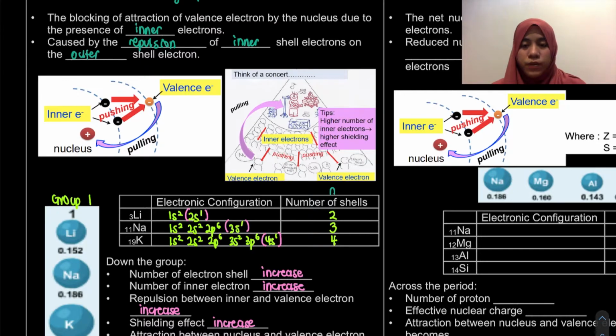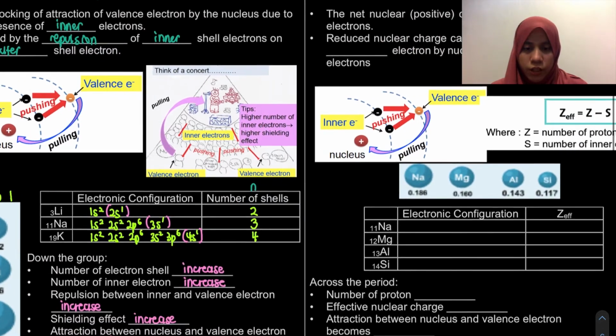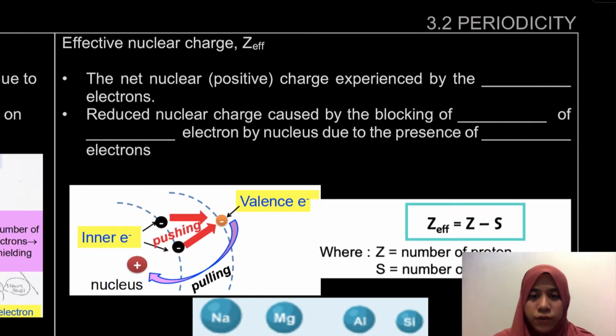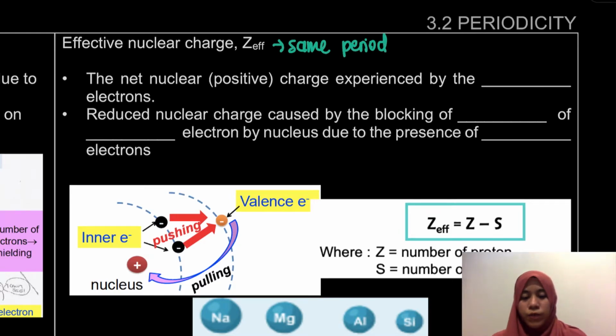Next, what we're going to look at is actually effective nuclear charge. Effective nuclear charge in this case is if we're talking about the atoms in the same period. Okay, so what is actually effective nuclear charge? Effective nuclear charge is the net nuclear ataupun the positive charge experienced by the valence electron.